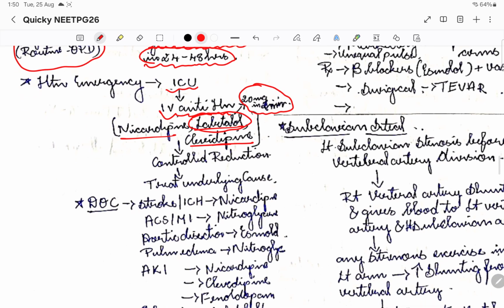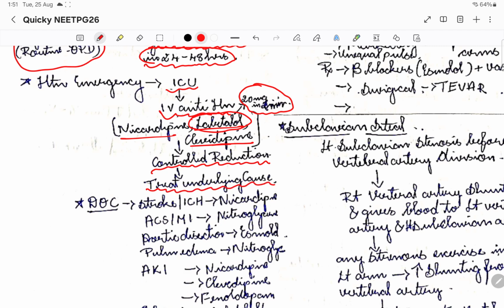Okay, but all this nicardipine and clevidipine we use in that particular case. See, a stroke patient used to come and we used to give nicardipine, right? So in that way, please remember. After this there is also controlled reduction of BP, sudden reduction can't be done, and then we will be treating the underlying cause.